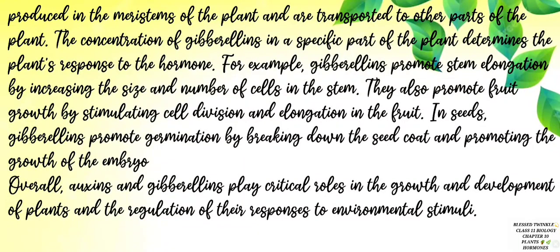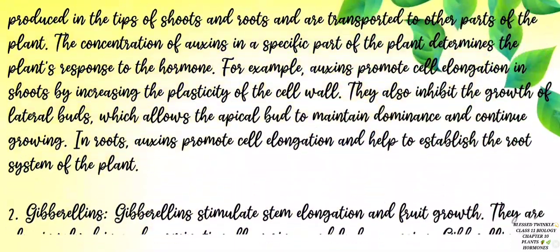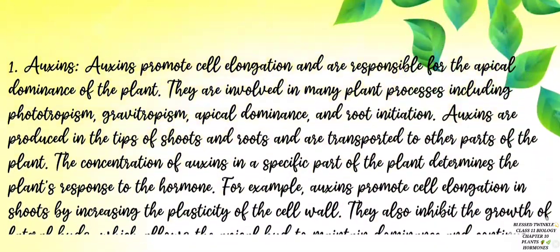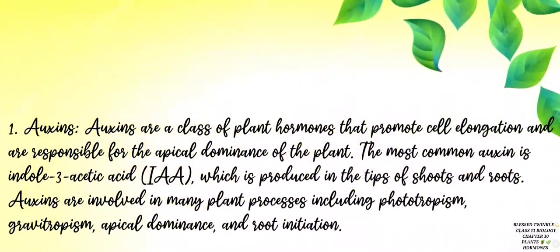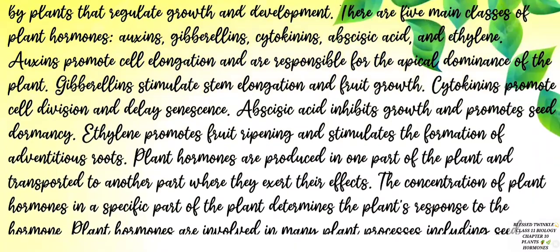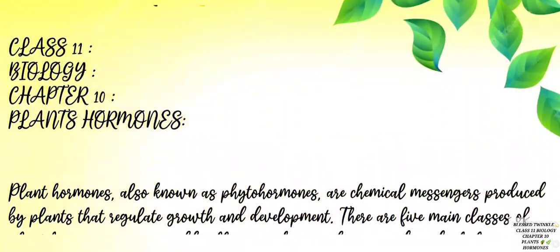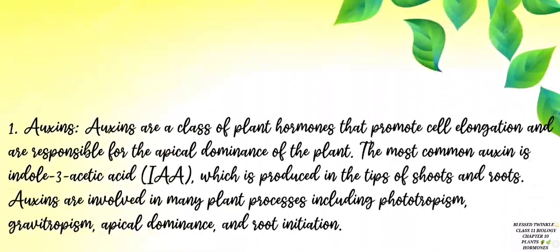Overall, auxin and gibberellin play a critical role in the growth and development of the plants and the regulation of their responses to the environmental stimuli. These both are those plant hormones that play a vital role in plants' function, in plants' development, in plants' modification, in plants' growth. So now we are going to discuss others as well.